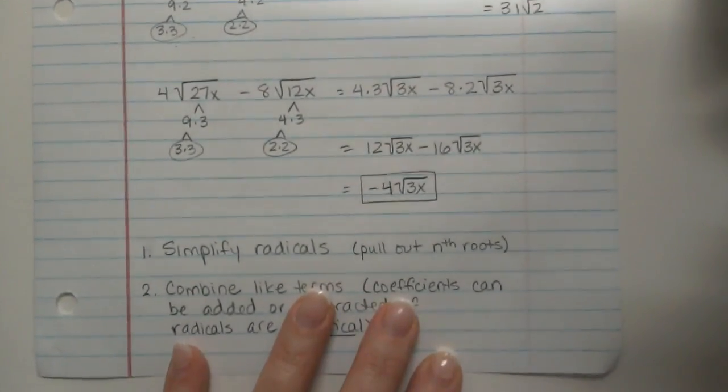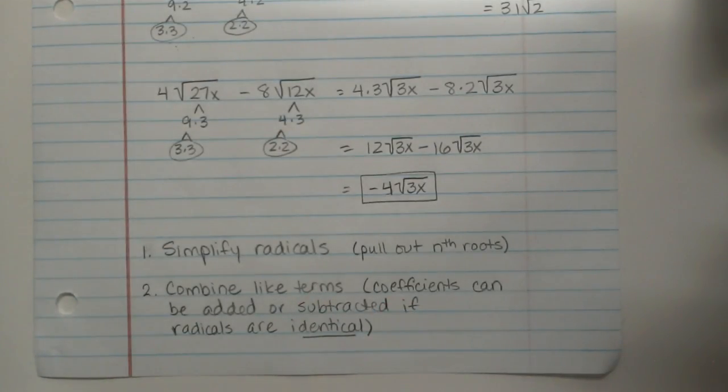So let's look at another example. And here are the directions. You simplify the radicals first, pull out any of the roots that you can pull out. Then you combine all your like terms using your coefficients as long as the radicals are identical.